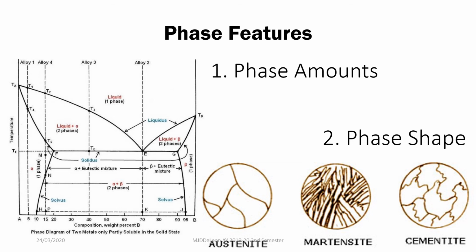We can also look at your phases by qualitatively observing yung different shapes ng phases natin. So different phases in a certain material would tend to crystallize in different shapes or tend to align in different shapes. For example, austenite, martensite, and cementite. So these are different features that we can observe in our steel microstructure.